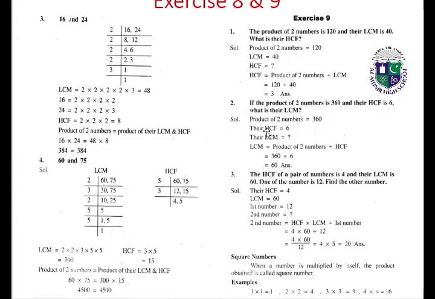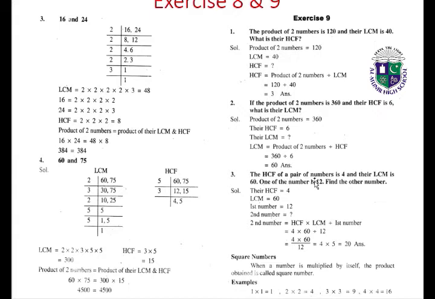If the product of two numbers is 360 and their ACF is 6, what is their LCM? Product of two numbers is 360, their ACF is 6, find the value of LCM. LCM is product of two numbers divided by highest common factor, 360 divided by 6, 6 10s are 60, 6 6s are 36, so 60 is your LCM. 60 is your LCM, least common multiple.